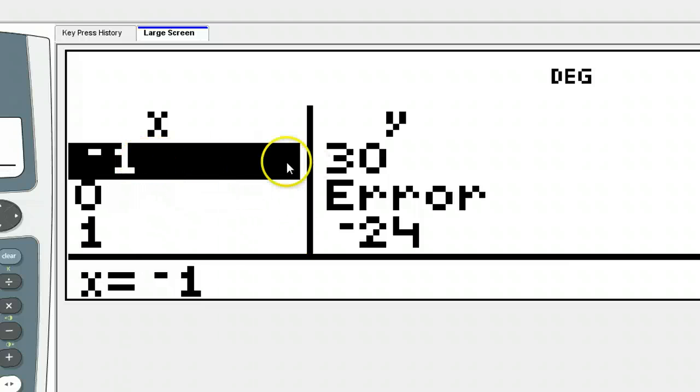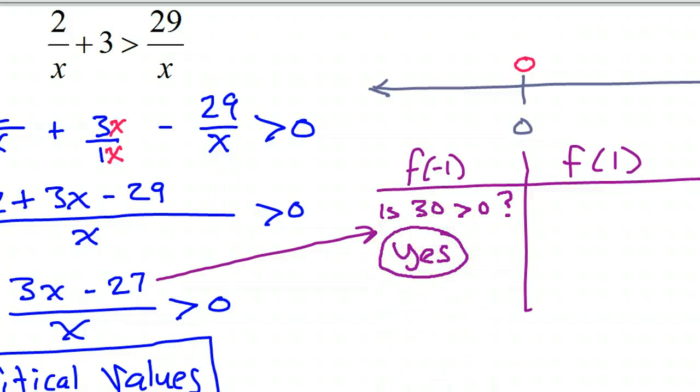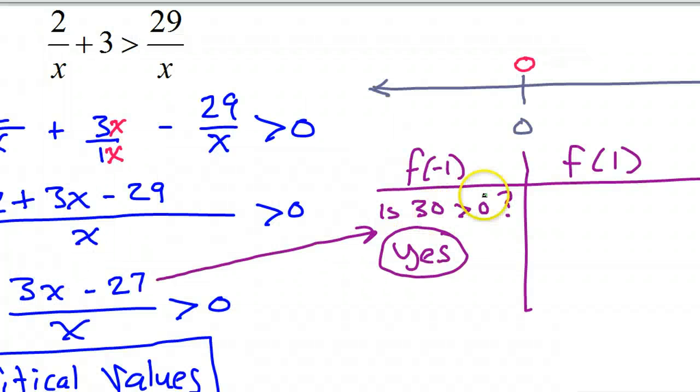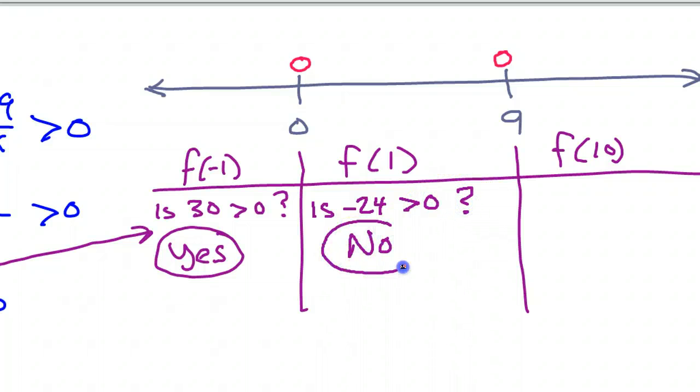At -1 we have a value of 30. So the question is, is 30 greater than 0? Obviously the answer is yes, of course, 30 is greater than 0. What about the value of the function at 1? At 1 the function has a value of -24. So the question is, is -24 greater than 0? And obviously the answer here is no. Negative numbers are less than 0.